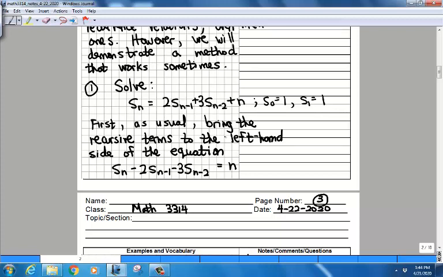All right, so here's what we're going to do. Here is that non-homogeneous recurrence relation. I do have some initial conditions, and we can use these initial conditions later, but we don't need to have them immediately.